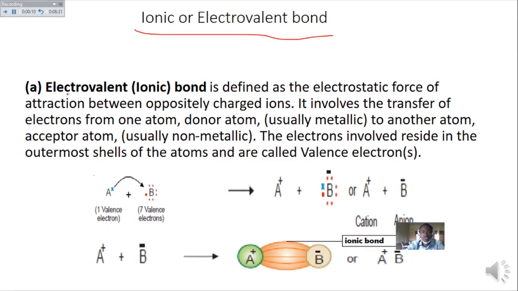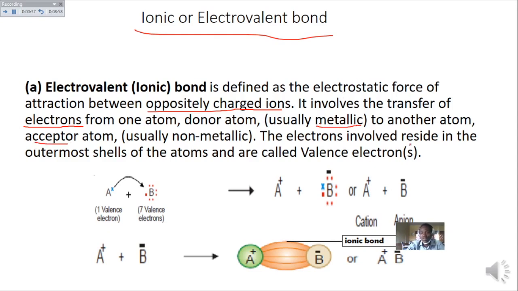Now, basically, when we're talking about an electrovalent or ionic bond, it's defined as the electrostatic force of attraction between, you have to understand this, positively and negatively charged ions. First off, it involves what? Transfer of electrons, that is very, very important. Valence electrons from one atom called the donor atom, especially a metal, to another, the acceptor, which is a non-metal.